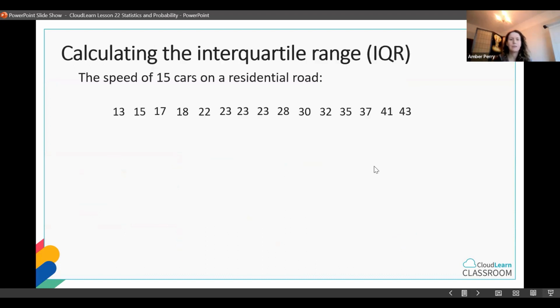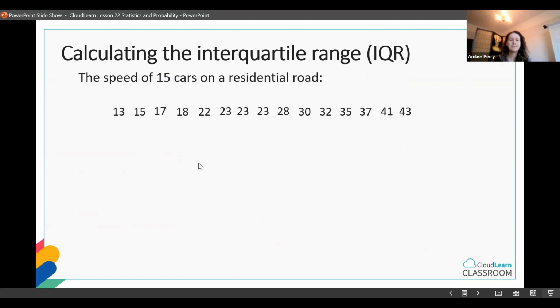Okay. So another type of range is the interquartile range. So the interquartile range is a little bit more useful in types of data where we've got something called outliers, which is maybe having a really small bit of data or a really big bit of data, and it can just skew the data a little bit.